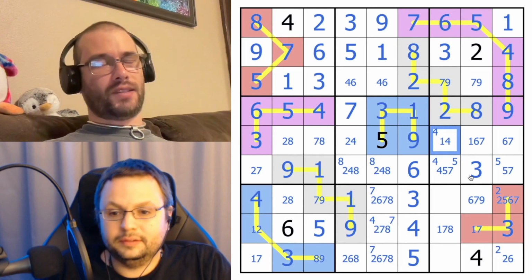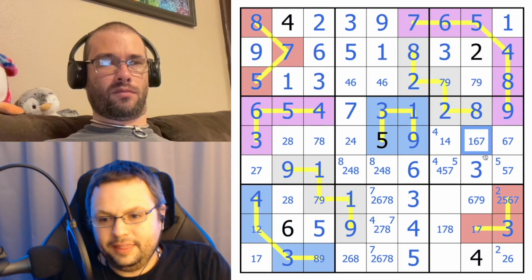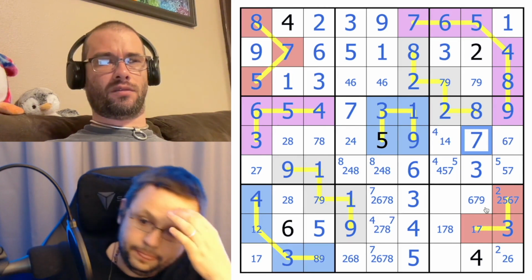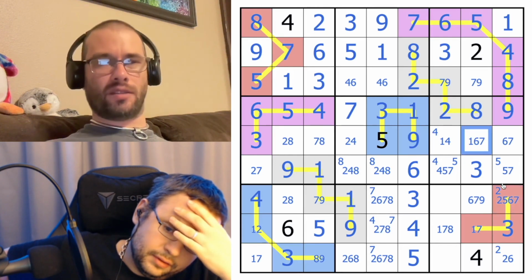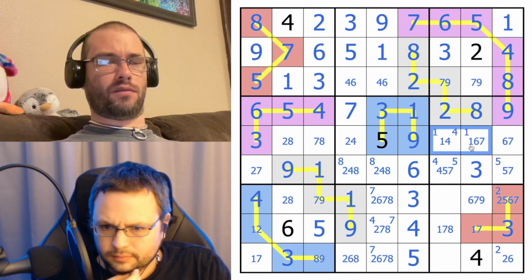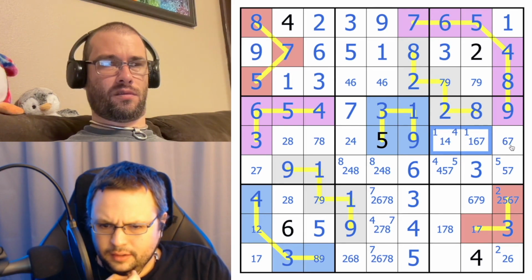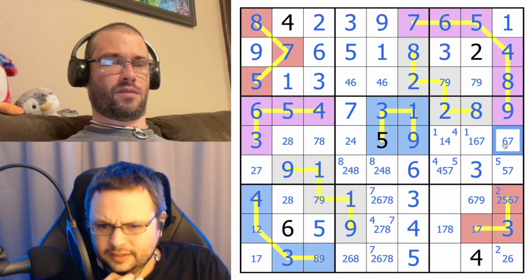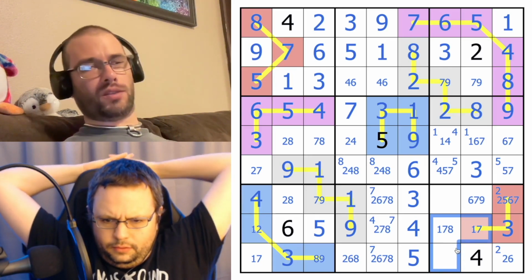Well, that's not a 7, at least. Yep, I agree. And that... This is a 7. Then that'll just make this a 7. Yeah, I think that's okay. One of these is a 1. Agree. There's only 3 places for 1 in box 9, I think. Sure.